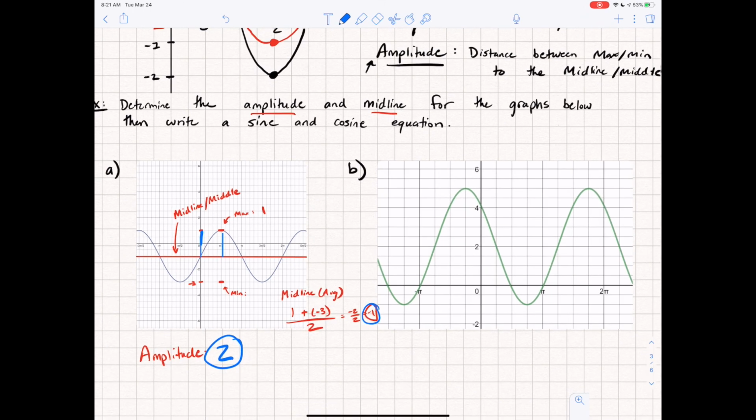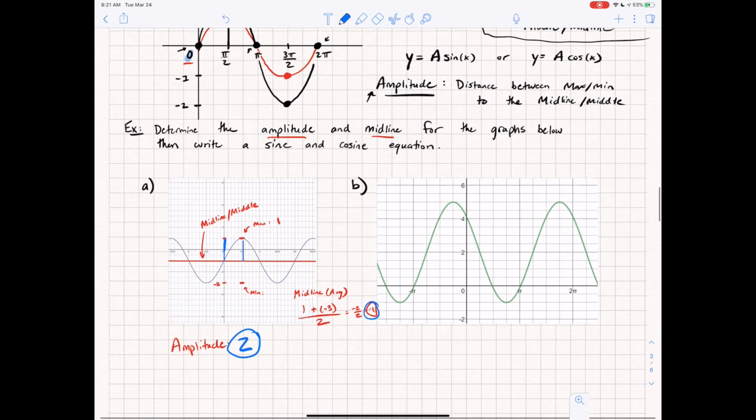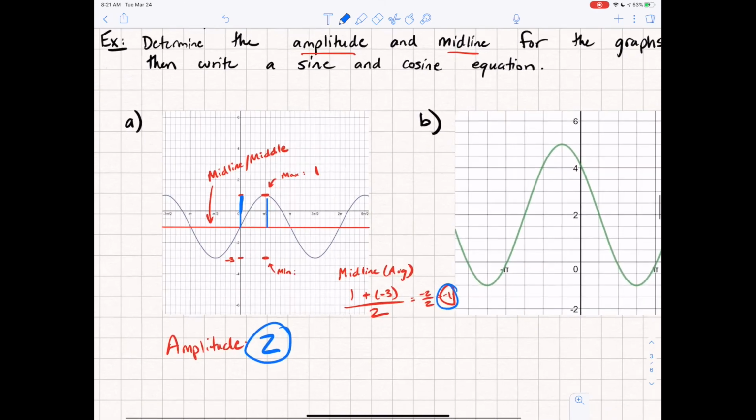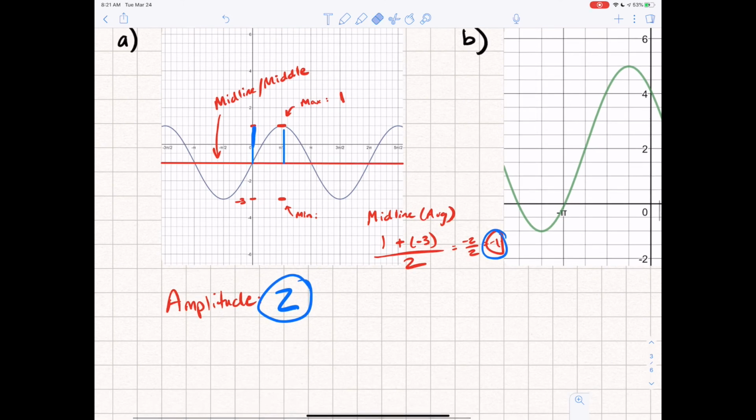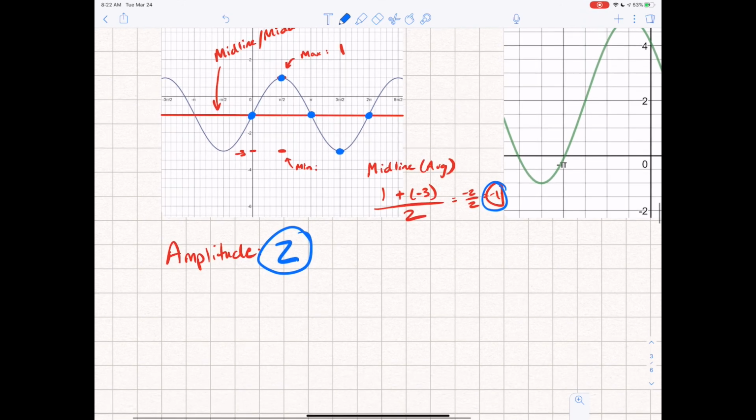Well, if I want to write a function for this, I can do that, right? So let me get rid of this distraction here and here by first going through and noticing that here's my midline, and that this graph starts at the midline, goes up, down, down, and back to the midline. Well, which function does that, sine or cosine? Well, sine does that, right? So I can say, okay, this is a graph of sine. Has it been shifted? Well, yes.